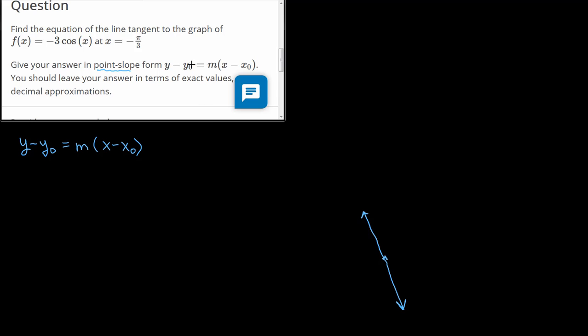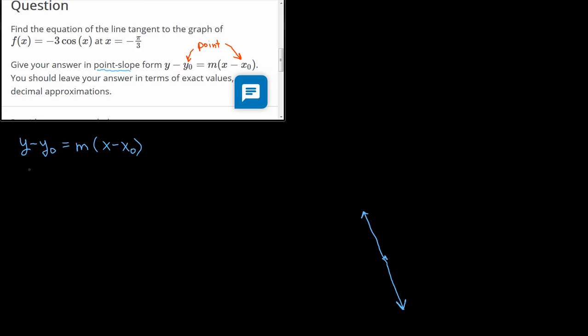And if I were you, I'd be saying, well, wait, what are these x naughts and these y naughts? What these are is the coordinates of the point you know. So in order to write down the equation of a line, you need to know a point and you need to know the slope. And so the x naught and the y naught, those are the coordinates of the point that you know.